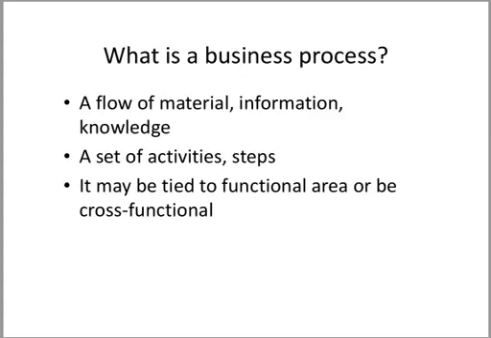So what is a business process? A business process is a flow of material, information or knowledge. So let us take the assembly process. In a car manufacturing company, there is a big assembly line where the car is manufactured. And that's a process because the material is flowing on it. There's also information which is flowing on it, right? So this is an example of a business process where you see a flow of material and information.